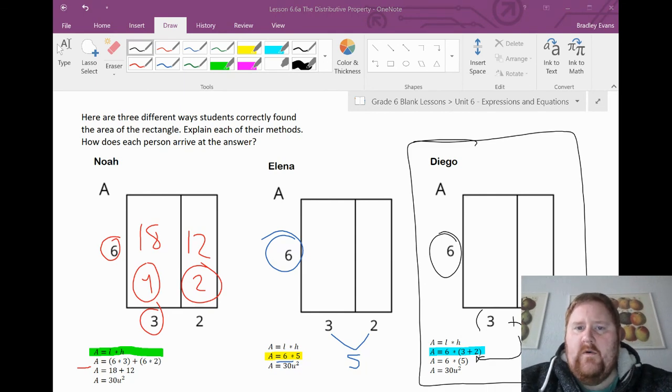I'd like you to pause and reflect for a little bit here. How are each person's method the same? How is each person's method different? Which method did you use? Which method was easier for you?